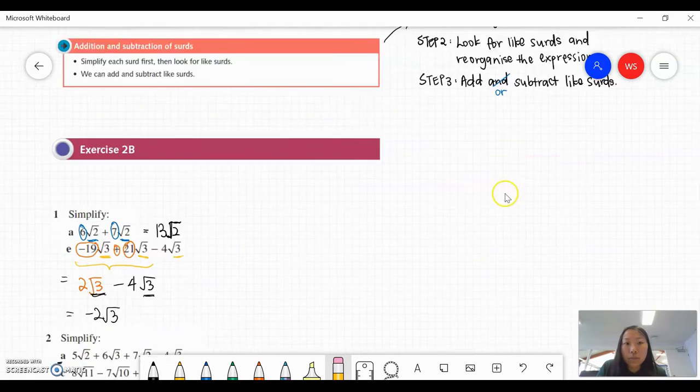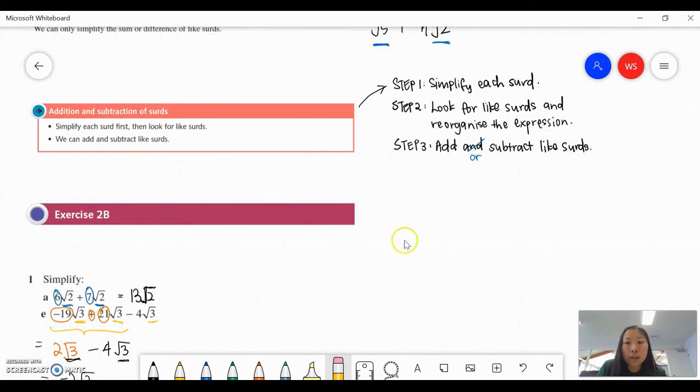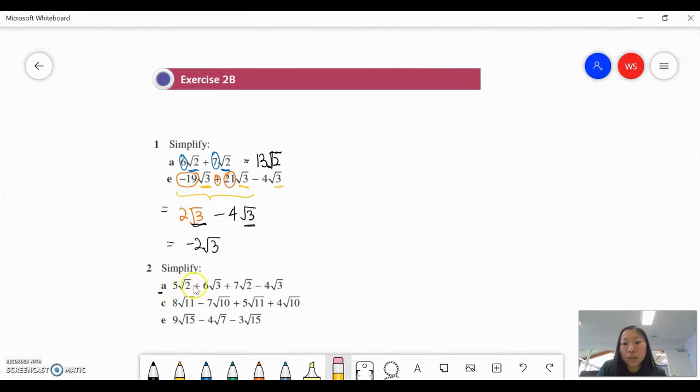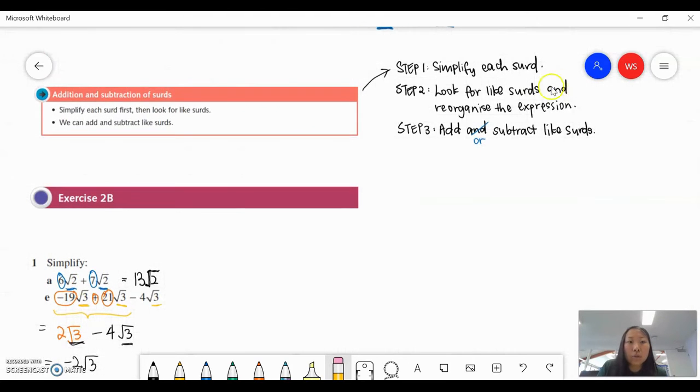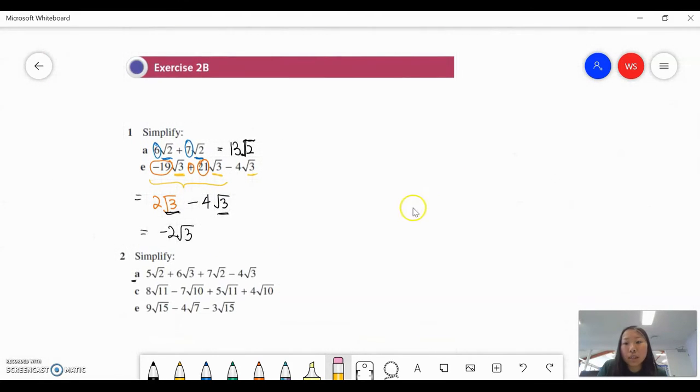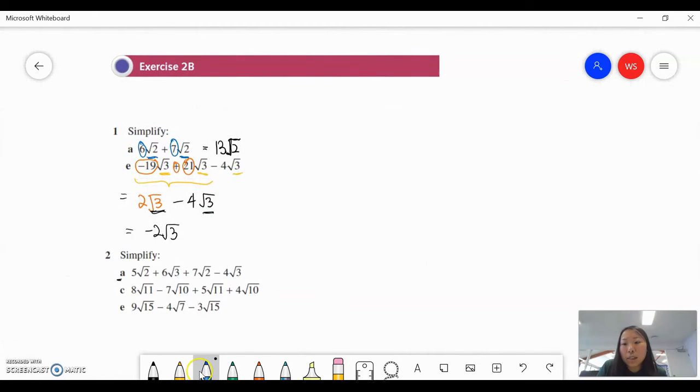Right, so as what we have mentioned in terms of our steps here, simplify each surd. Having a look at each of the surds over here, we do not have any perfect squares to factor out from 2 or 3. Right, so this is already basically just simplified for us. Now on step 2, look for like surds and reorganize the expression. So looking for like surds, remember this 5 times square root of 2, basically your 5 is just like 5 lots of square root of 2. Right, so it's just like 5 groups of square root of 2.